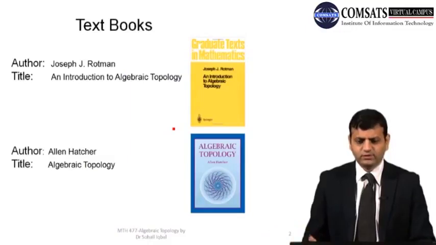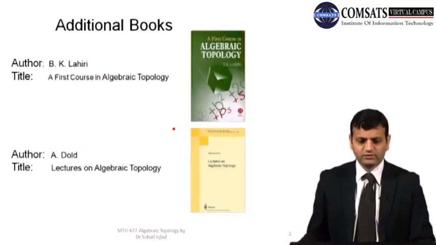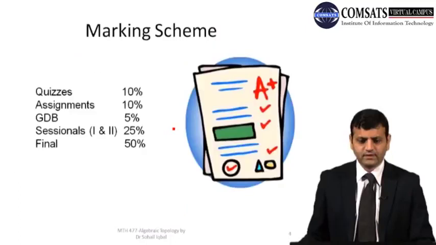So these are the textbooks for the course. Mainly we will be following Joseph Rotman's book, An Introduction to Algebraic Topology. Side by side we will also be looking at the book by Allen Hatcher, namely Algebraic Topology. These are our additional books: B. K. Lahiri's simple book, A First Course in Algebraic Topology. And if you are interested in the algebraic topology of manifolds, then we have another additional book, Lectures on Algebraic Topology by A. Dold.